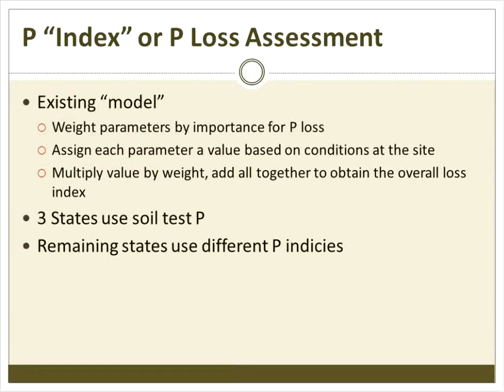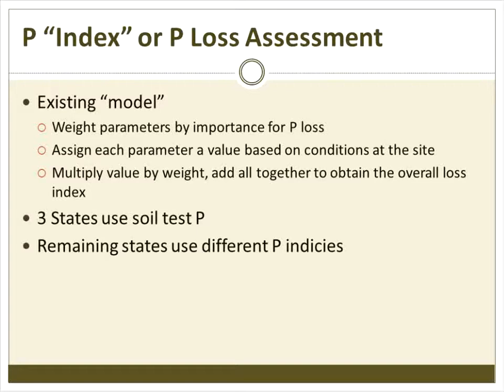There was an existing model that was the prototype for all the phosphorus loss assessments. It had parameters weighted by the importance of phosphorus loss, and I'll give you an example of this, so if these words don't make any sense, don't worry, we're going to go over this. They assigned each parameter a value based on the conditions of the site, and then they multiplied the weight times the parameter to get an overall assessment of loss.